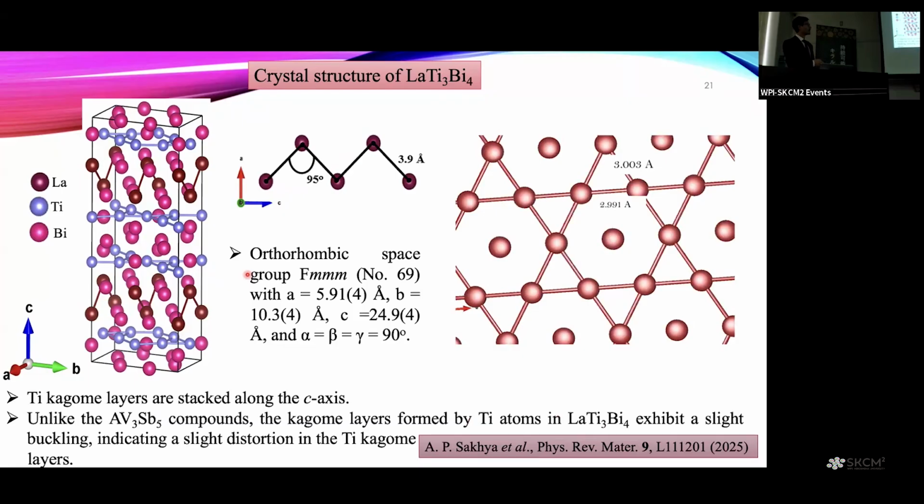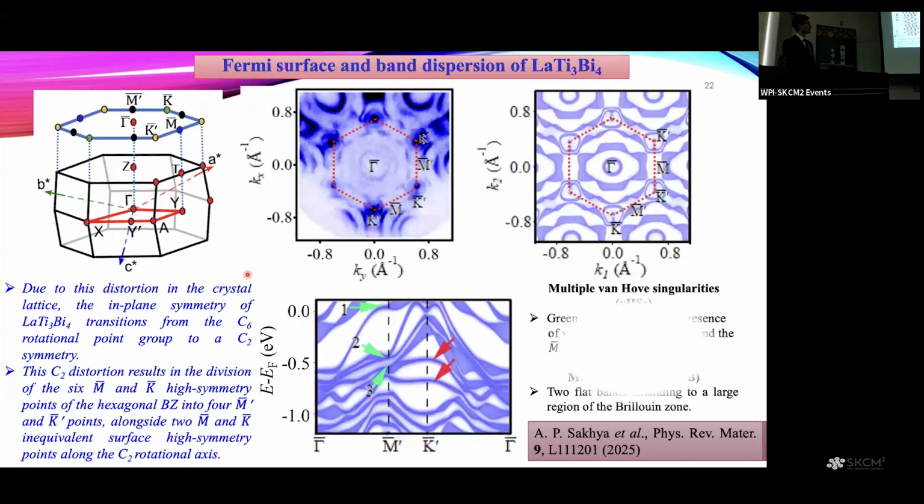But in this case, you have lanthanum replacing ytterbium. This is also non-magnetic. Everything is the same. The structure is also the same. There is a slight difference in the bond length because of distortion. And let's see what happens when there is a distortion in this lattice itself. This is quite different from these AV3Sb5 materials because there you have only 3 elements, but here you can replace the rare earth site with different elements. So it gives a lot of flexibility.